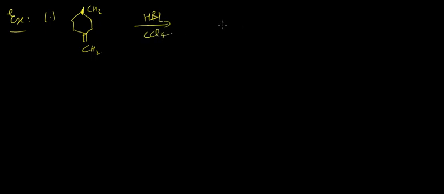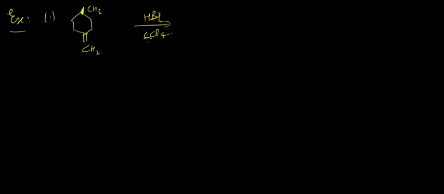So we have our first example as this: a CH3 and a double bond here and CH2. Okay, so we reacted it with HBr in presence of CCl4. So what would be the products formed?